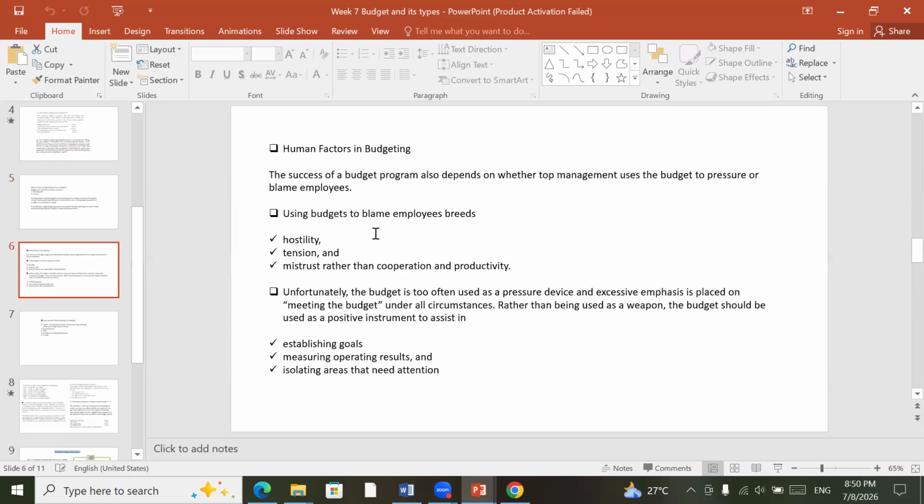Human factor in budget: definitely you need a human to ready the budget, and human-related items are involved in the budget. So without human, no budget. Okay. To ready the budget, a lot of issues may arise. That means tension, hostility, mistrust, rather than cooperation and productivity. Lots of issues arise when you try to ready the budget.